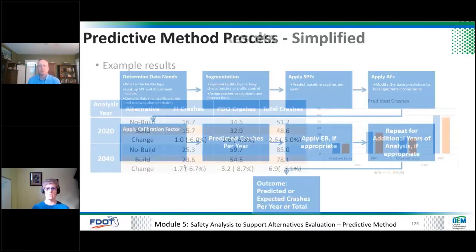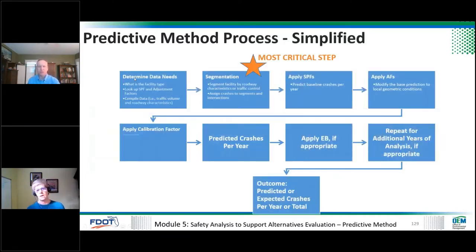So how do we get through all of this? A lot of steps. Fundamentally, you've got to figure out your data needs. You do this segmentation, which, as I said, is the most critical step, because this is identifying which equations you're going to apply to which pieces of your network. And then you would apply the safety performance functions, apply the adjustment factors, apply the calibration factor, and predict crashes.